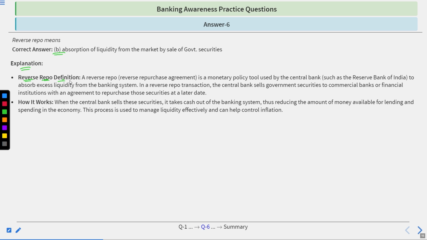How it works: when the central bank sells these securities, it takes cash out of the banking system, thus reducing the amount of money available for lending and spending in the economy. This process is used to manage liquidity effectively and could help control inflation.